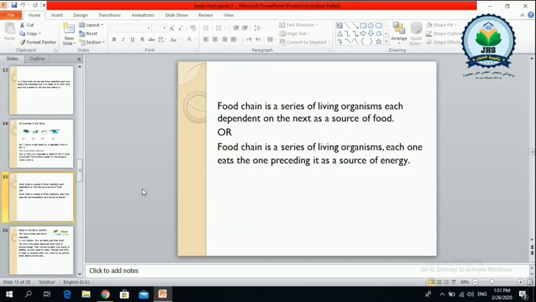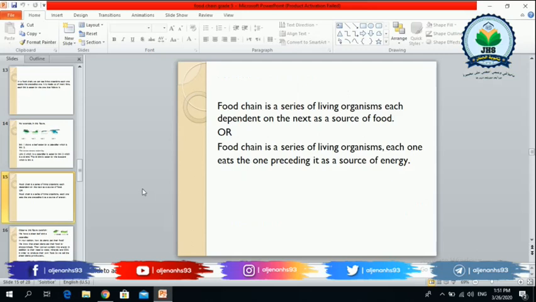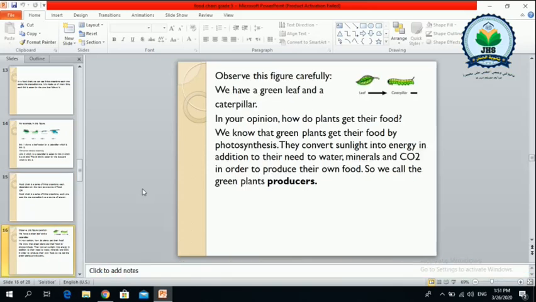So food chain is a series of living organisms, each dependent on the next as a source of food. Or food chain is a series of living organisms, each one eats the one preceding it as a source of energy. Observe this figure carefully. We have a green leaf and a caterpillar. In your opinion, how do green plants get their food? We know that green plants get their food by photosynthesis.